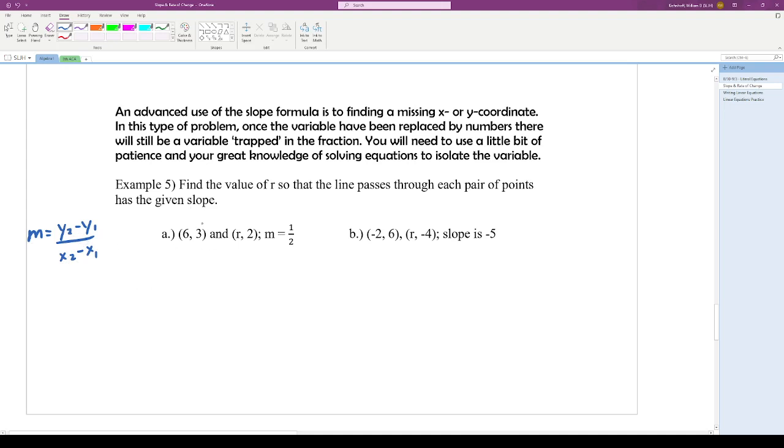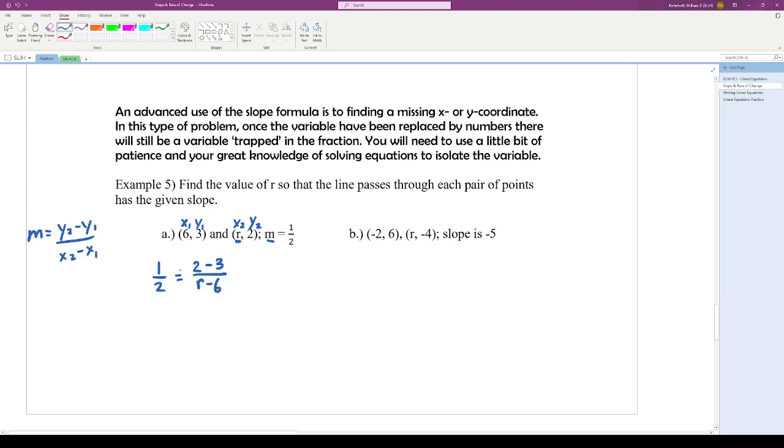All right, in this example, we have x1, y1, x2, y2, and then our slope, m. We'll plug in the things that we have in this formula. So m is 1/2, and we're just following this formula here, 1/2 equals, then our y2 value is 2, minus our y1 value was 3, and then we divide by our x2 value. That one's a variable, that's the thing we don't know, but they say it's r, so we're going to put r there, minus our x1 value, which was 6.